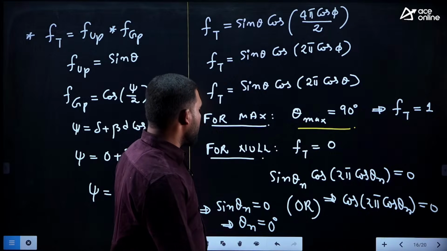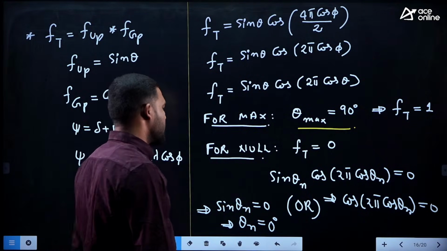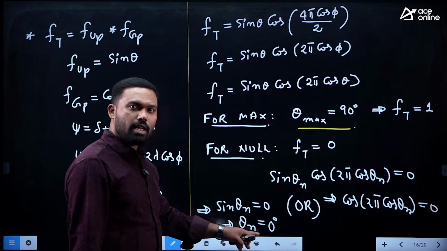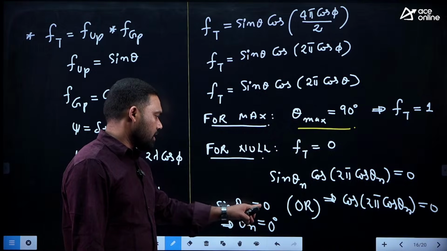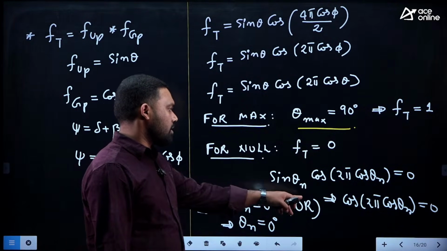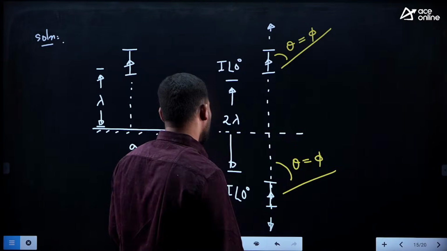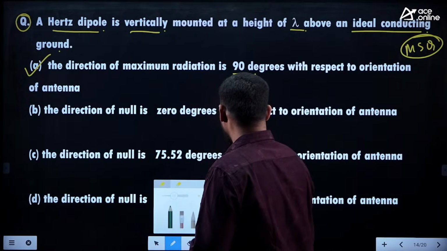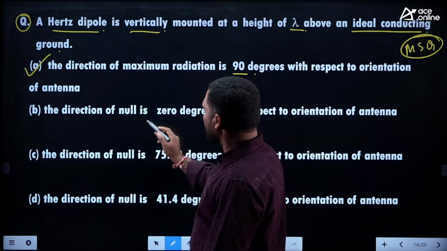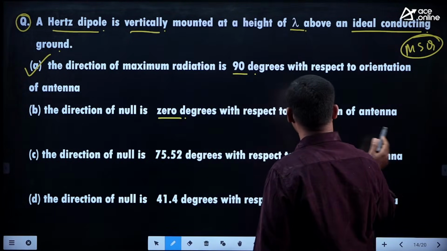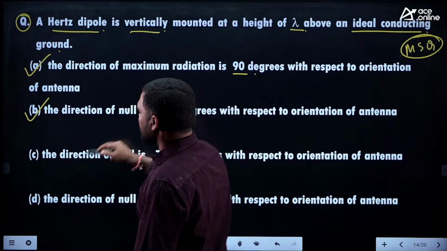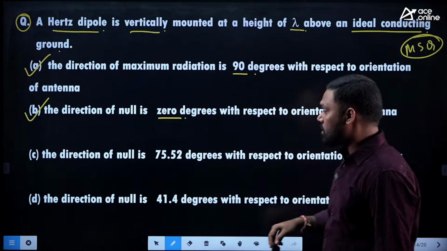Okay guys, there was a small technical issue, no issue, fine. Observe here. One of the nulls is at 0: sin theta n is equal to 0. So one of the nulls in the radiation pattern happens at 0 with respect to the orientation of the antenna. This is correct. There are other nulls also possible. Let us try to explore them.